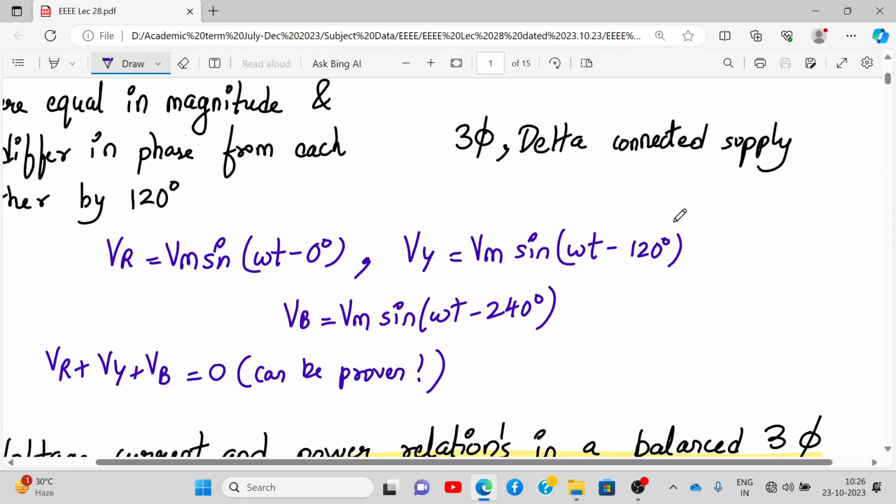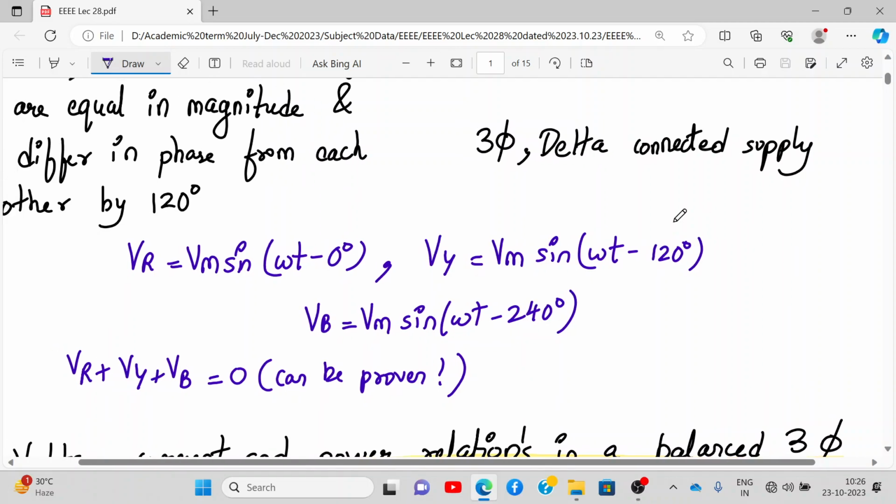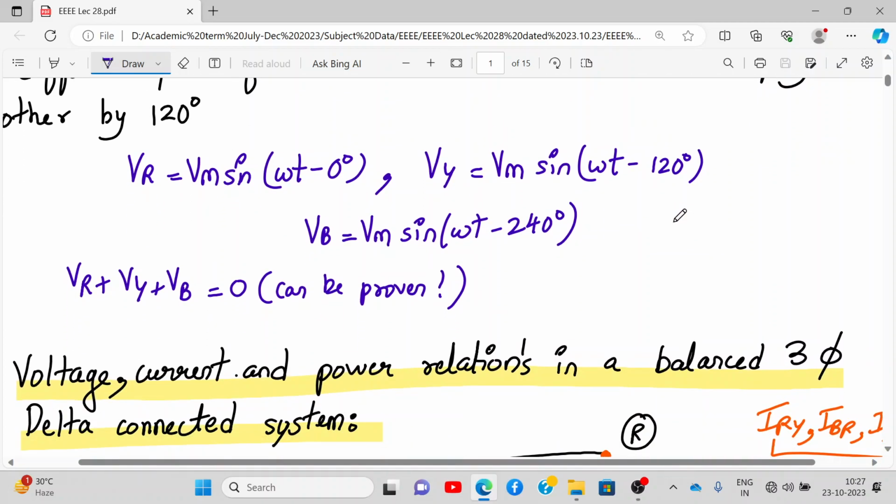Write down over here, VR is Vm sin omega t minus 0 degree. VY is Vm sin omega t minus 120 degree. And VB is Vm sin omega t minus 240 degree. You have written it before, please write it down. And if I combine all three together, it will be 0. VR plus VY plus VB is equal to 0. We have done this before, so you can just note down the result.